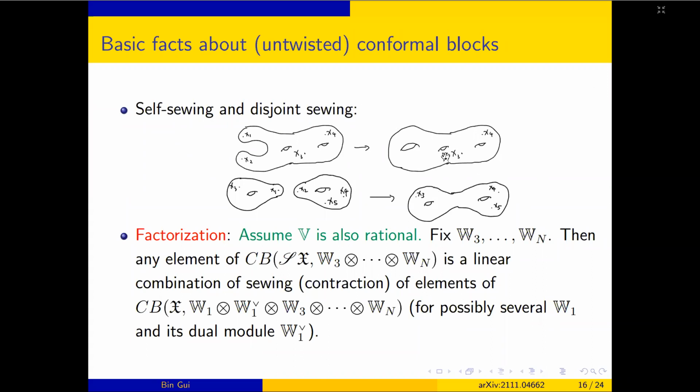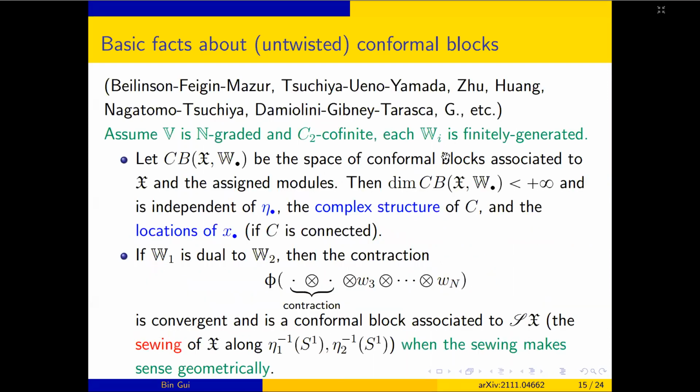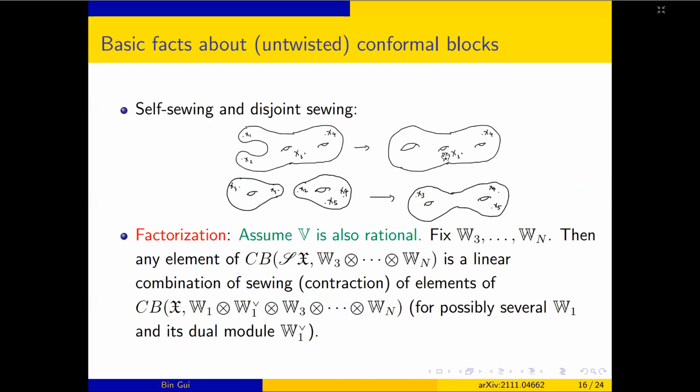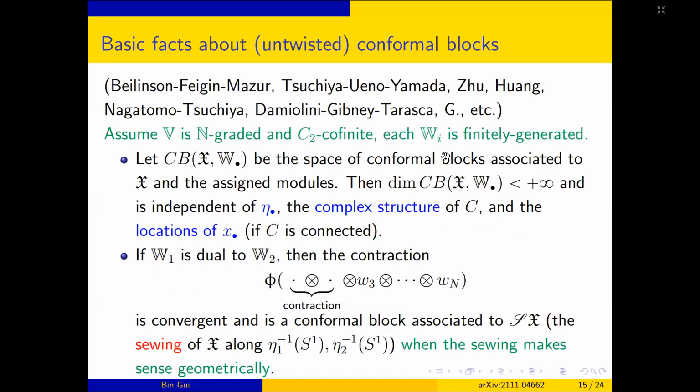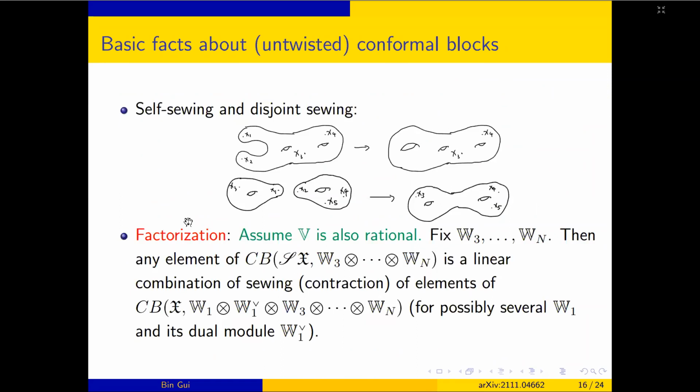Okay, so roughly speaking, taking contraction corresponds geometrically to taking the sewing of the Riemann surfaces. For that reason, we also call this algebraic process the sewing of the original conformal block. So contractions are also called the sewing. There are 2 types of sewing. The first one is the self-sewing. The second one is the disjoint sewing. This is the second important property, the sewing property.